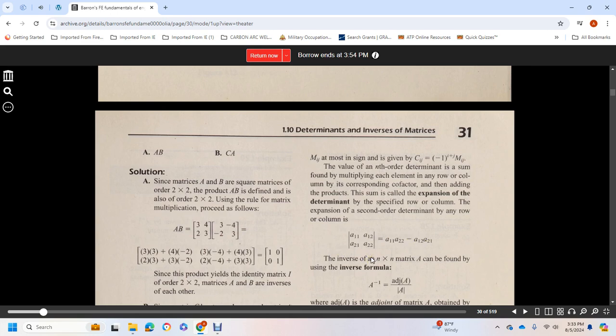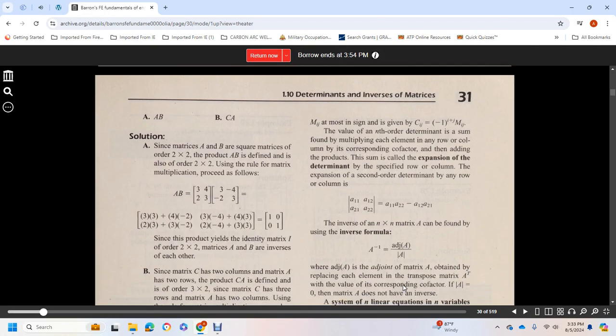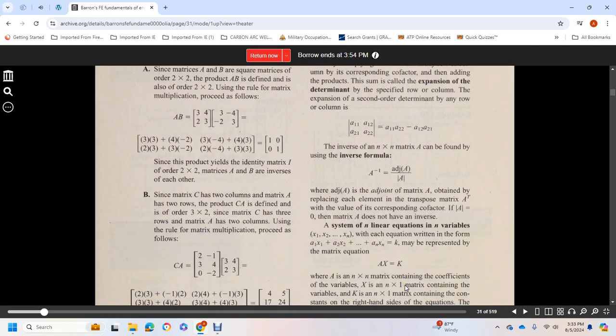That's the expansion of the determinant. The inverse of the n by n matrix A can be found by the inverse formula: A^-1 is equal to the adjoint of A over the absolute value of A. The adjoint matrix of A is obtained by transposing A and replacing each element of the transposed matrix with its corresponding cofactor. If the absolute value of A is equal to 0, then the matrix A does not have an inverse.